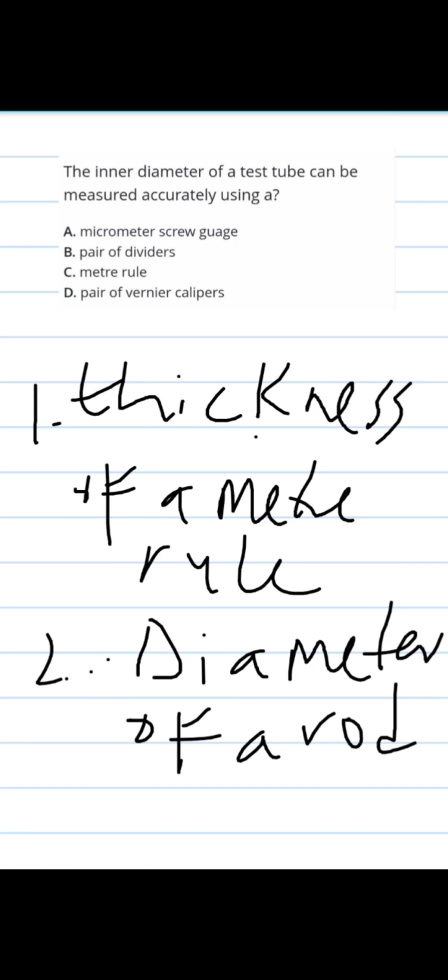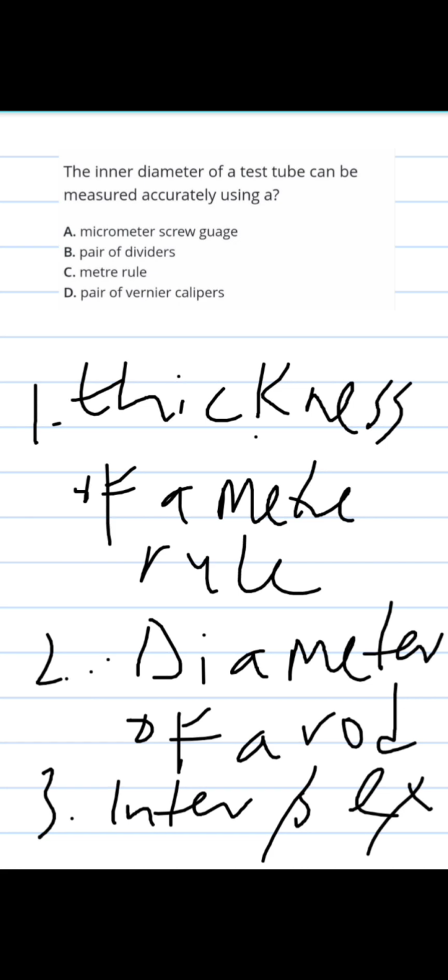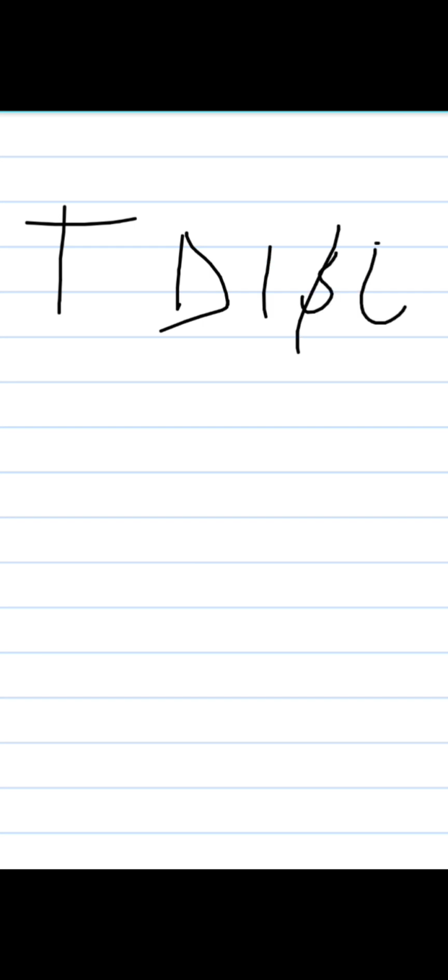And if you want to measure the internal and external diameter of a tube, so these are the three uses of a vernier caliper. You have the thickness of a meter rule. If you want to get the diameter of a rod, if you want to get the internal and external diameter of a tube.